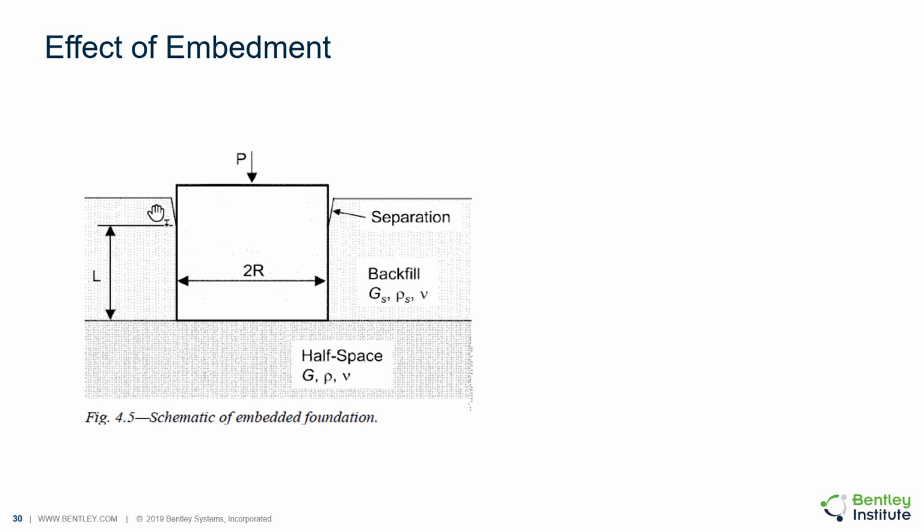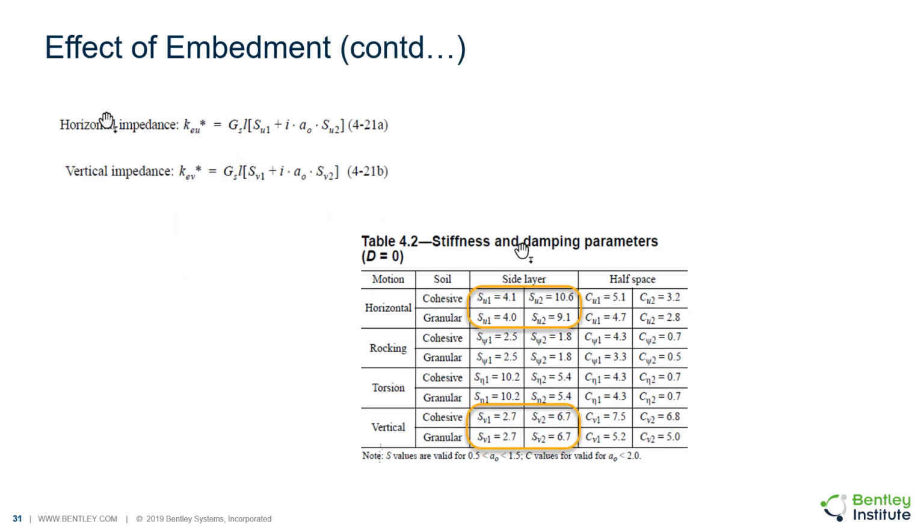The soil reactions at the bottom are based on the half-space models like Richart-Whitman or Wolf-Lysmer models, while side reactions are calculated based on an independent layer of soil overlaying the half-space. These are the equations used for calculating impedance values for the embedment. The dimensionless parameters S_u1, S_w1, or S_u1 and S_w2 are taken from Table 4.2, and the values depend on whether the soil is granular or cohesive.